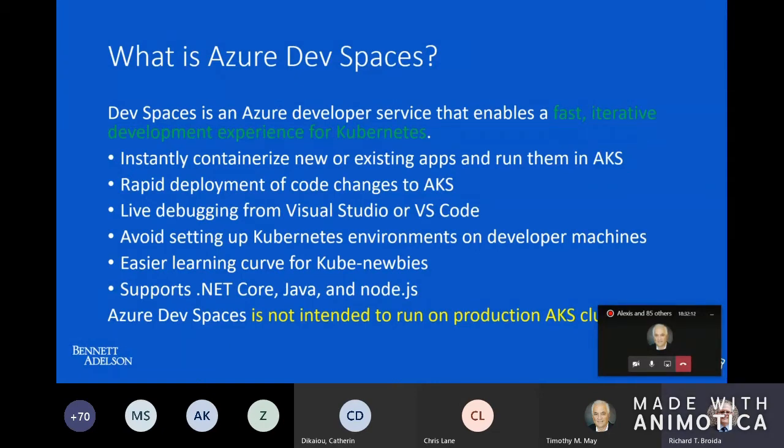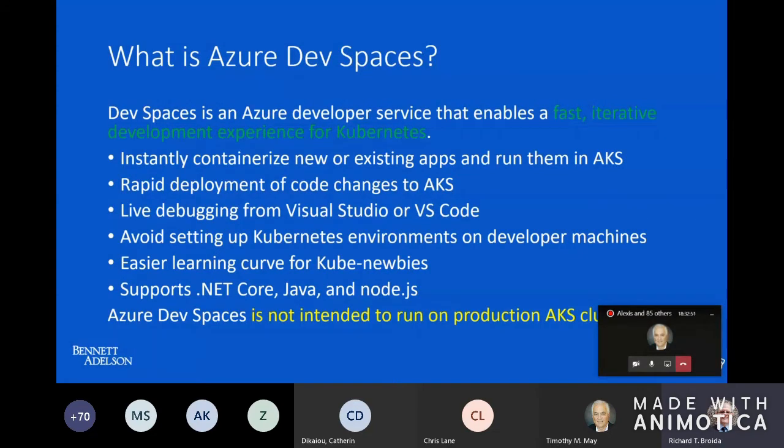And on top of that, once you've done it, you get live debugging. So you can put breakpoints in your code and have them stop and run and give you the full debugging experience within Visual Studio or Visual Studio Code. This means that you don't have to set up local Kubernetes environments on your individual developer workstations, which can be a challenge for newcomers to Kubernetes, or I call them Kube-newbies. And it also means you don't have to worry about consistency. Does everybody have their local machine set up and running the same way?